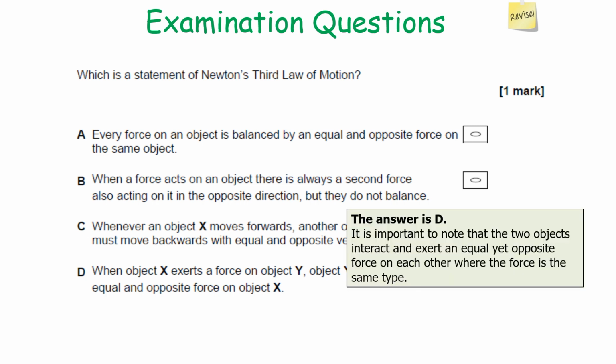Now, it's very important that you are aware of what Newton's third law of motion is. The first thing to note for the third law of motion is it's always between two objects interacting with each other. Now, when two objects interact, they'll exert an equal yet opposite force on each other. So when X interacts with Y, they'll exert a force on each other, and that force will be of equal size, it will be in the opposite direction, and it will be the same type of force.